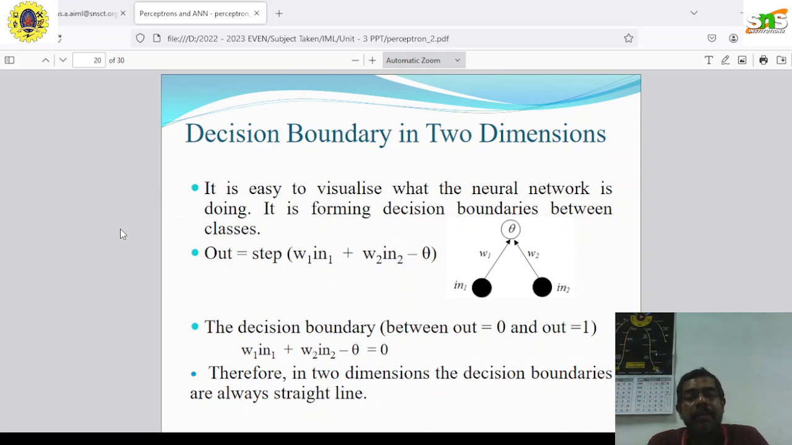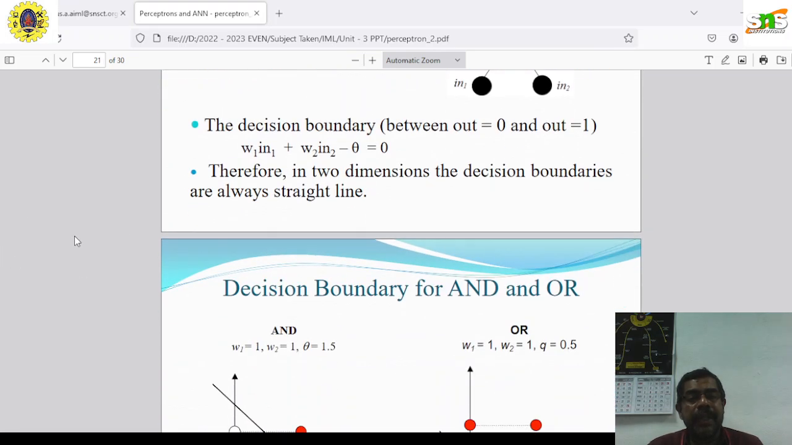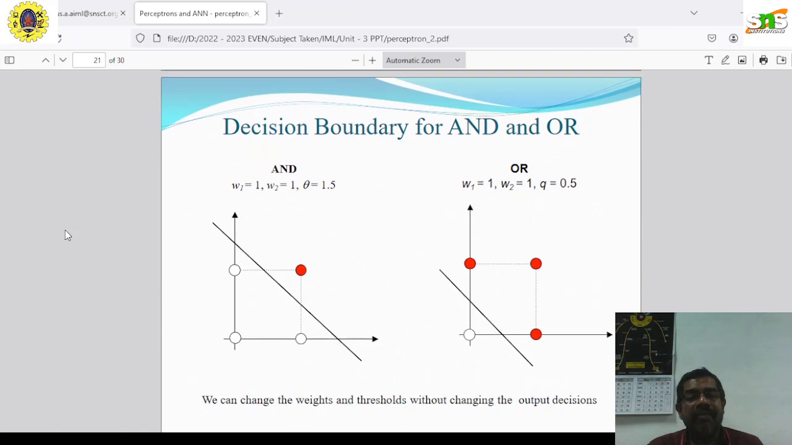The decision boundary between output 0 and output 1 lies on W1 x1 plus W2 x2 minus theta equals 0. Therefore in two dimensions the decision boundary is always a straight line, because we are deriving the equation as 0. Now the decision boundary for the AND and OR operators, we know how AND is working.